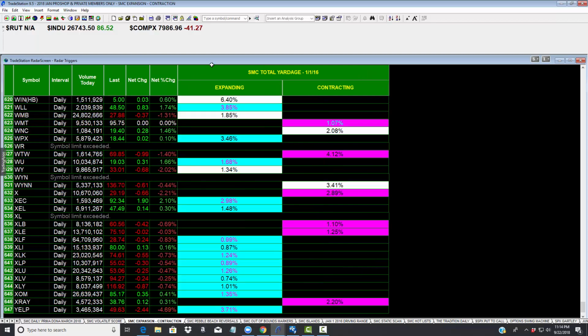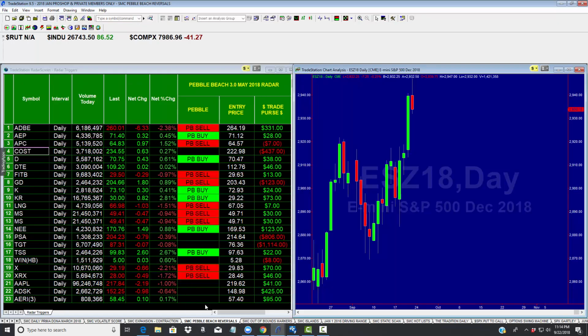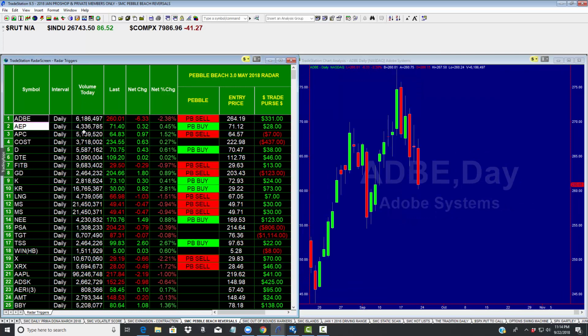We want to give you a good list of stocks to be trading each and every night. We report on expansion and contraction. Did you know a lot of pullbacks happen when prices contract? A lot of new directions start with price expansion. We give you something called the Pebble Beach Reversal for fast moving stocks reversing. Here's the reversal. This was just in one day, 6 points on Adobe. So you can get these on a daily basis. If you're a level two, you get them on your own computer.